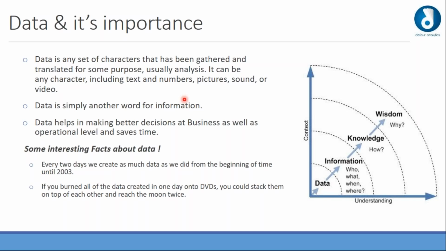So if we have to think technically about what data is, then data is any set of characters that has been gathered and translated for some purpose. It can be any character, it can include text, numbers, or even pictures, sounds, as well as videos. So data is nothing but simple words. It could be just information.